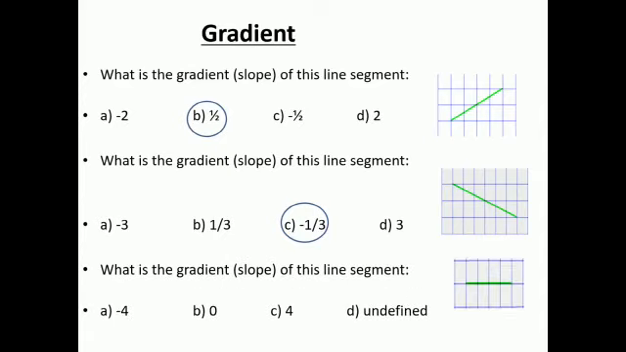Okay, last one. It's a straight line and there is no up and down. So what is the value? It becomes 0.